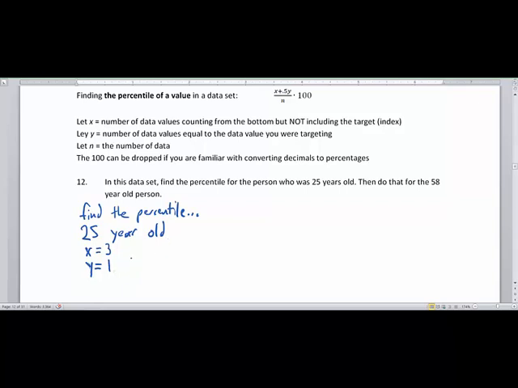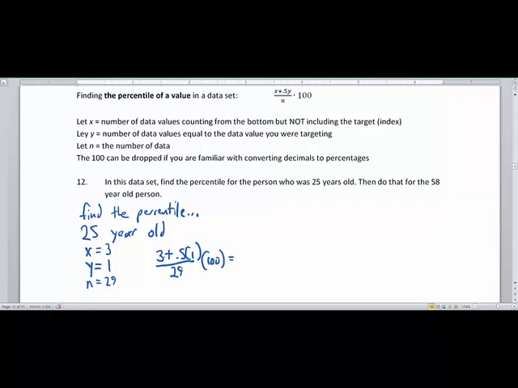I really like this technique because if you have multiple ages that are the same, or multiple numbers that are the same, or looking for a target that isn't actually on your field, this formula compensates for it. Now n is the sample size, and we know that n is equal to 29. So our formula now is 3 plus 0.5 times 1 divided by 29. Then you multiply that by 100.